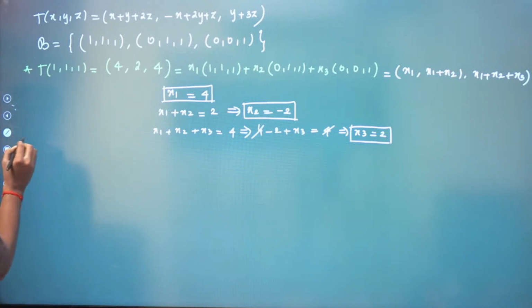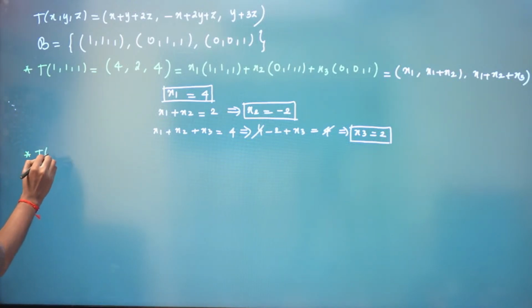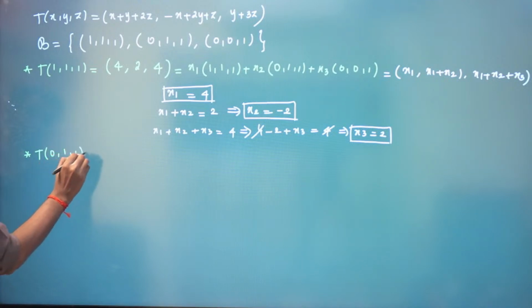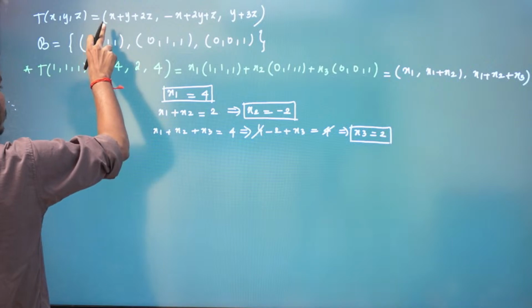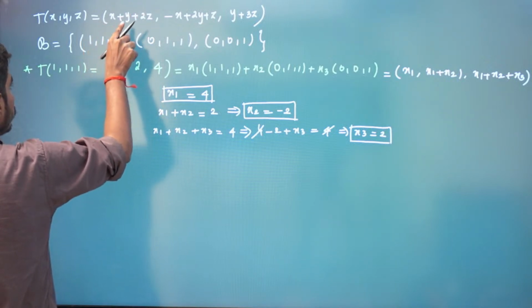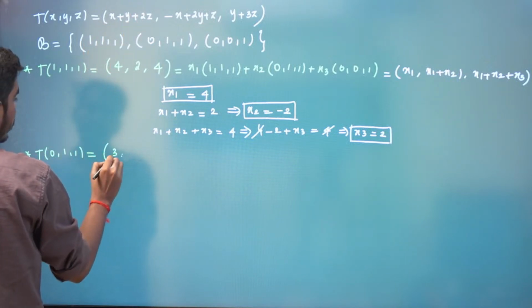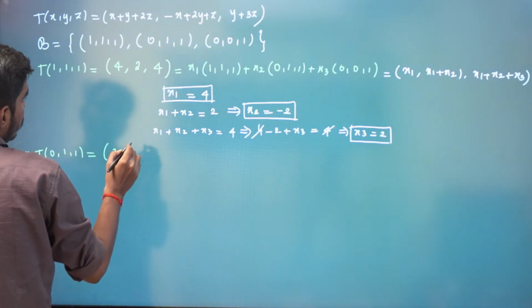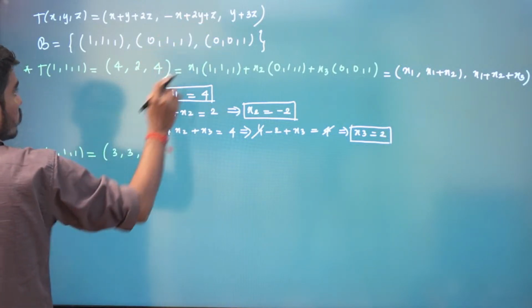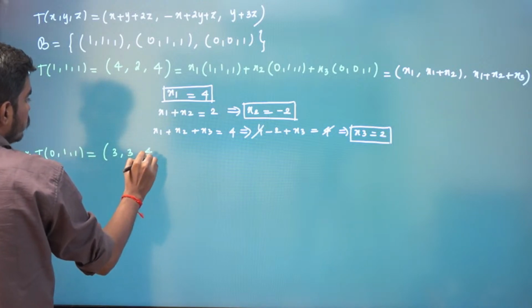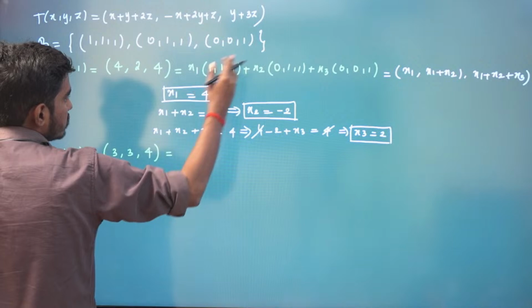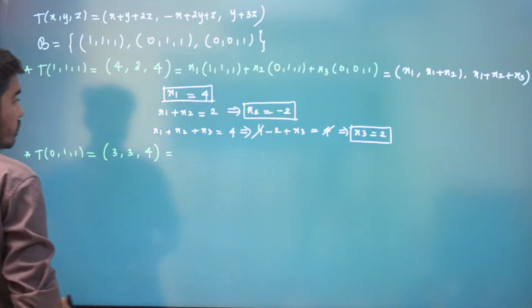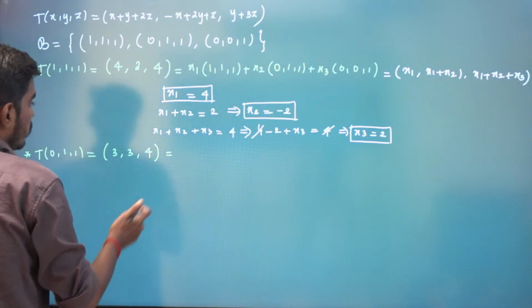We'll do the next thing. Now T of 0, 1, 1. What is T of 0, 1, 1? You have to substitute here. x is 0, y is 1, z is 1. So 1 plus 2 is 3, y is 1, z is 1. So again it is 3, y is 1, z is 1. So it is 4. Now you have to express this as a linear combination of the basis vectors.